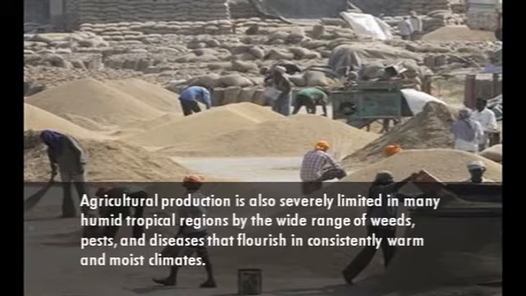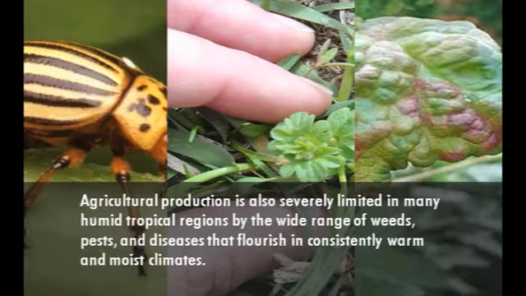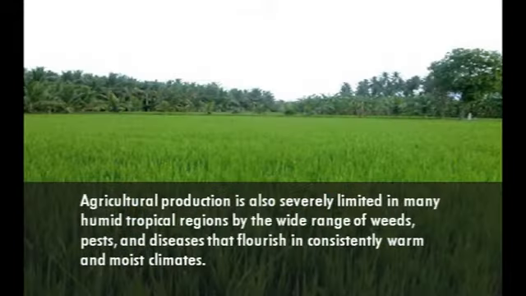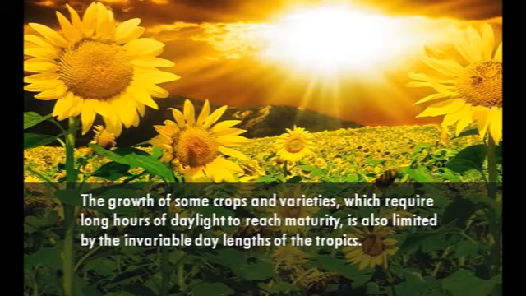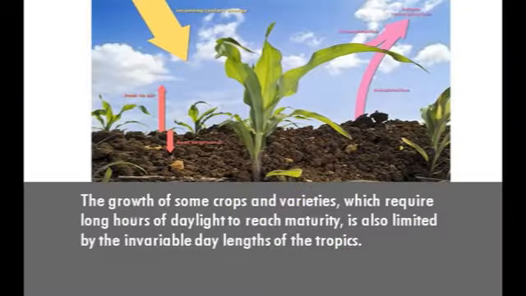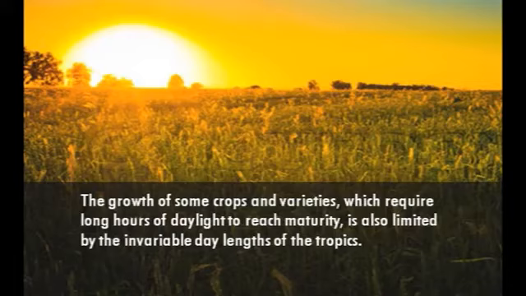Agricultural production is also severely limited in many humid tropical regions by the wide range of weeds, pests, and diseases that flourish in consistently warm and moist climates. The growth of some crops and varieties which require long hours of daylight to reach maturity is also limited by the invariable day lengths of the tropics.